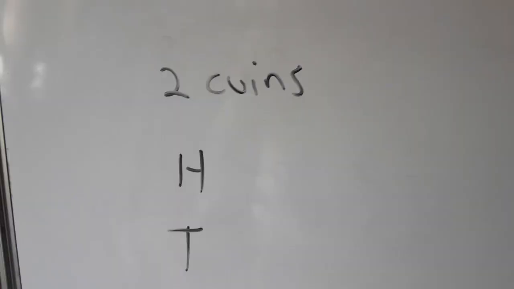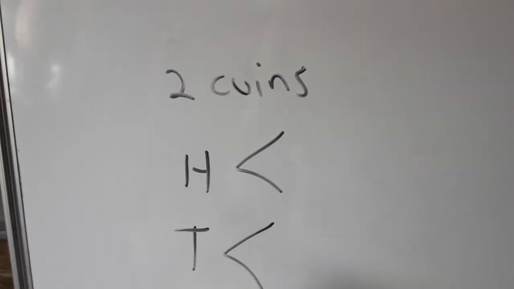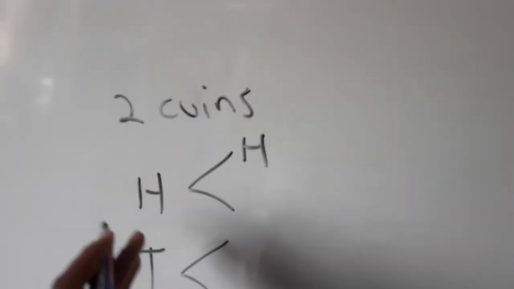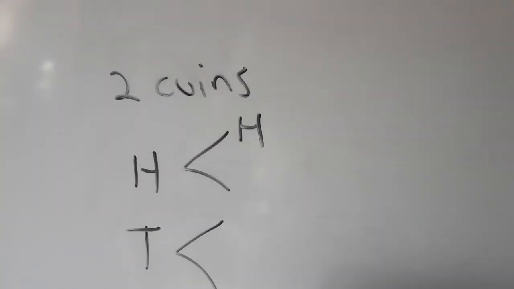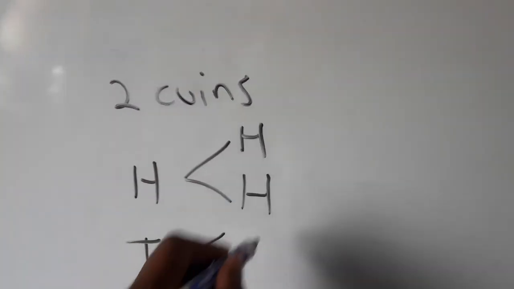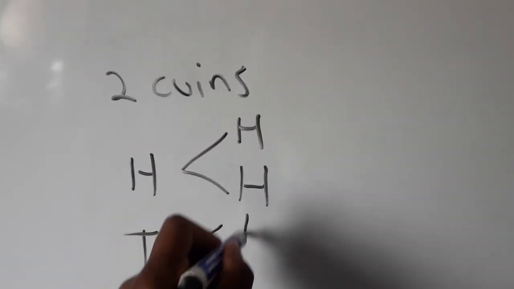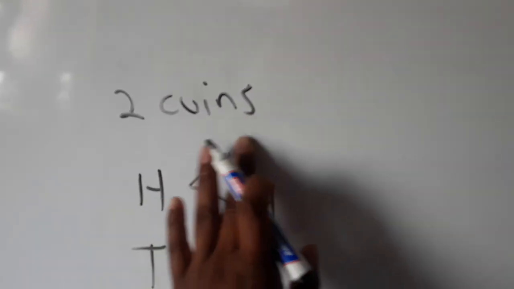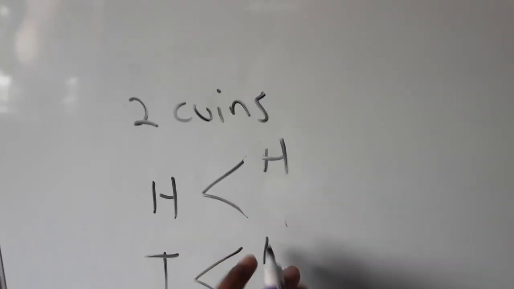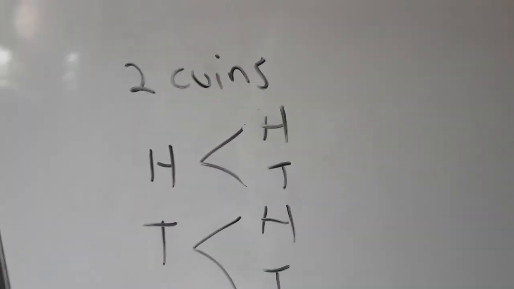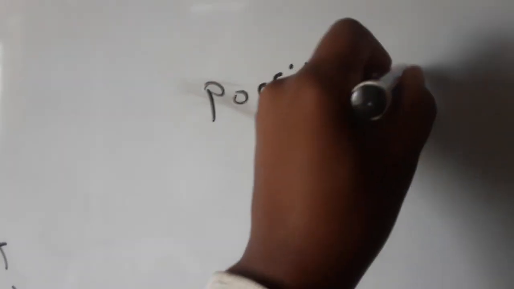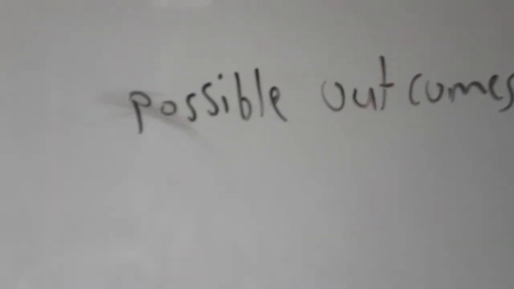When flipping, in the first coin, you get the probability of getting a head and a tail. If two coins are flipped at the same time, you can get a head and a head, a head and a tail. Probability comes from the word possibility. So the possibilities that you get, the possible outcomes. These are the outcomes that you can get.